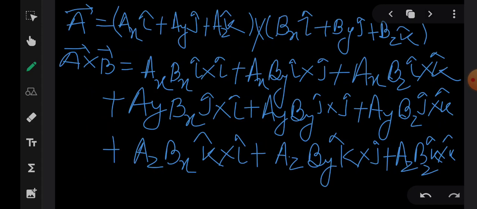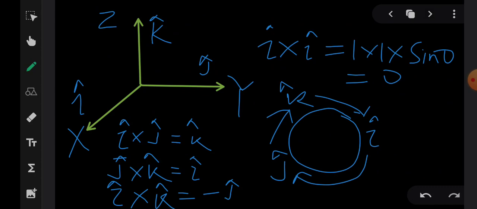Next is AZK, so it will be AZ BX K cross I, AZ BY K cross J, AZ BZ K cross K. Now, if you take the cross product of two similar base vectors, then it will be 0. When vectors are similar, the angle between them is 0, so sin 0 is 0. So I cross I is 0, J cross J is 0, K cross K is 0.